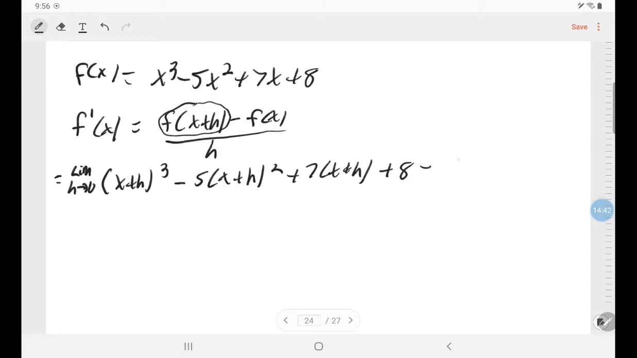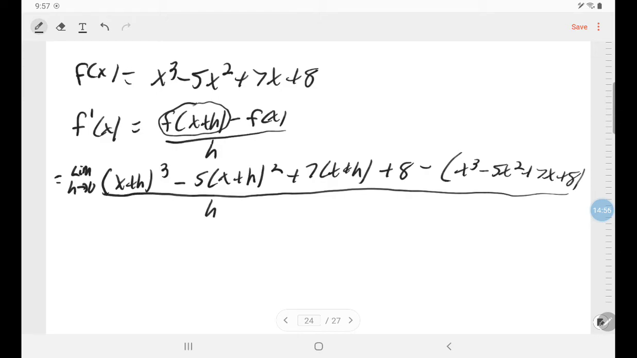And then minus my original f of x, which is x cubed minus 5x squared plus 7x plus 8, all over h. Now, the cool part is I know all of these are going to cancel in due time. It's just going to be a little nasty getting there. So a couple of techniques I can show you.